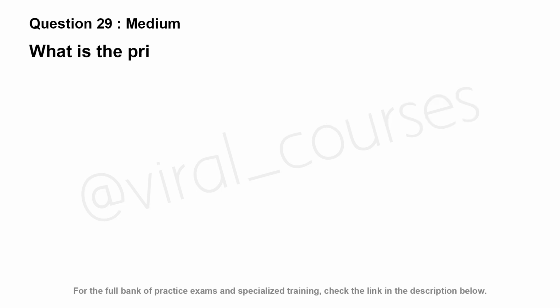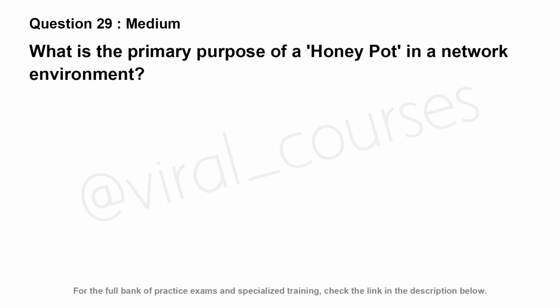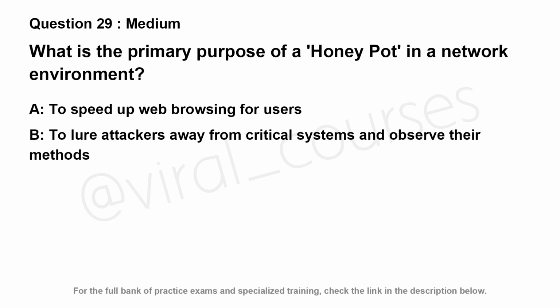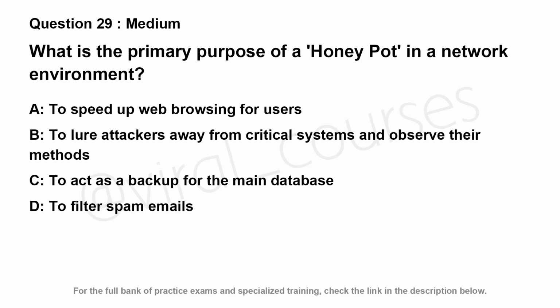What is the primary purpose of a honeypot in a network environment? Option A, to speed up web browsing for users. Option B, to lure attackers away from critical systems and observe their methods. Option C, to act as a backup for the main database. Option D, to filter spam emails.